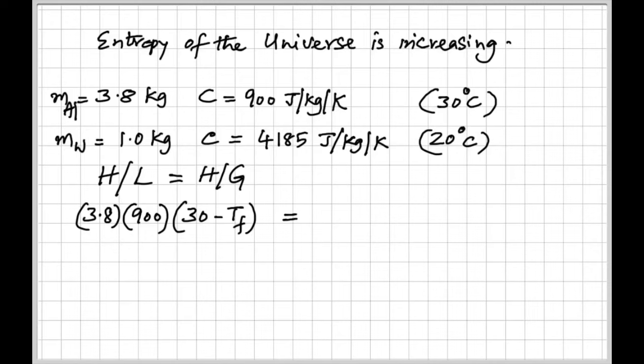That should be equal to the heat gained by water. What's the mass? 1, and then specific heat is 4185. Be careful on this one. What is the change in temperature of water? TF minus 20. So you calculate TF from that.